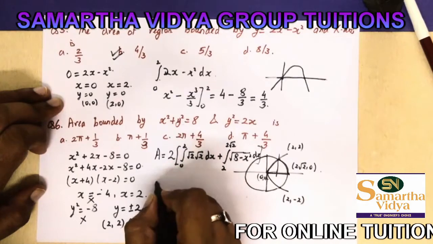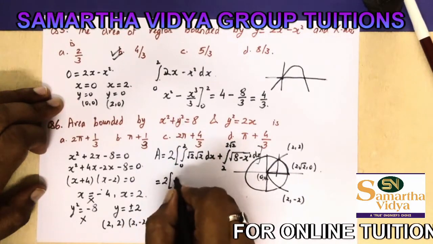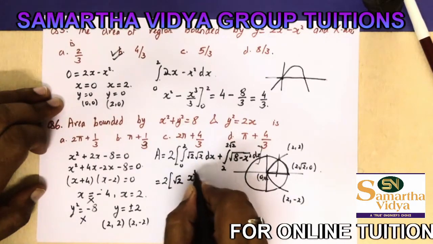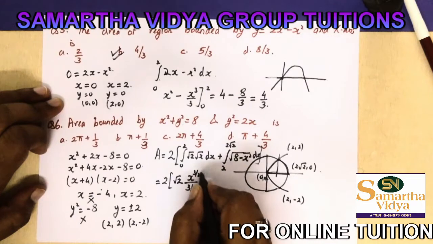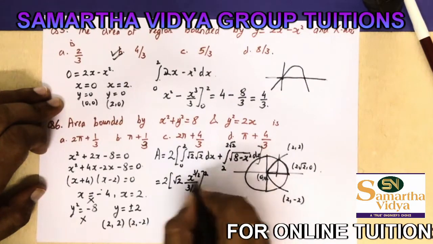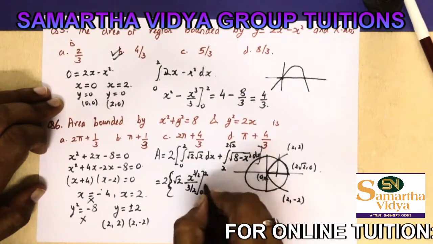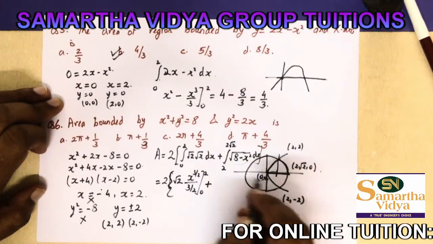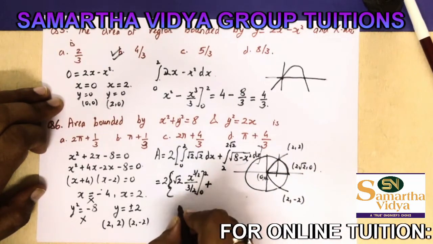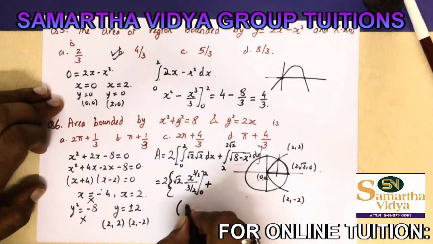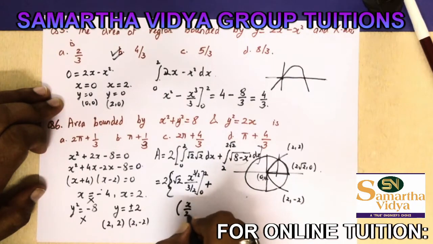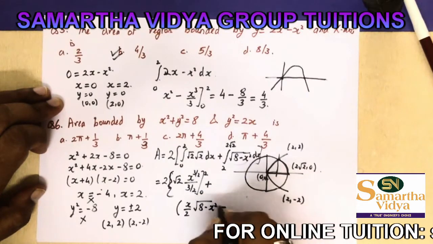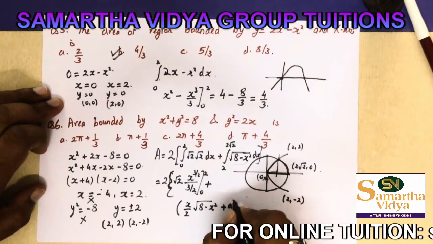So if I just solve this, I'll be getting 2 root 2 goes outside, x square root of x becomes x raised to 3 by 2 upon 3 by 2 with the limit 0 to 2, plus this is nothing but root of a square minus x square form. So that becomes nothing but x by 2 root of a square minus x square plus a square by 2.